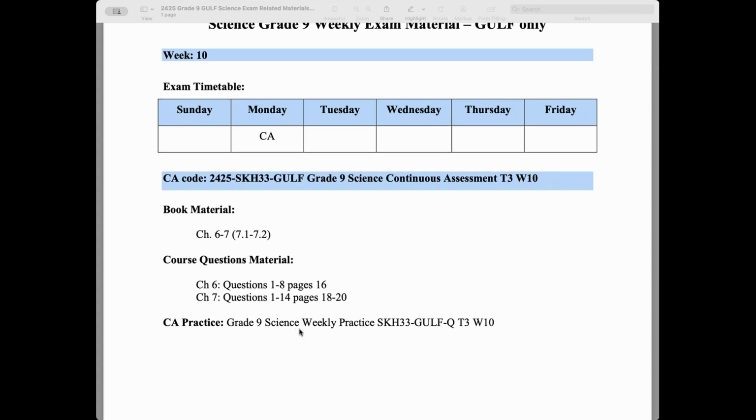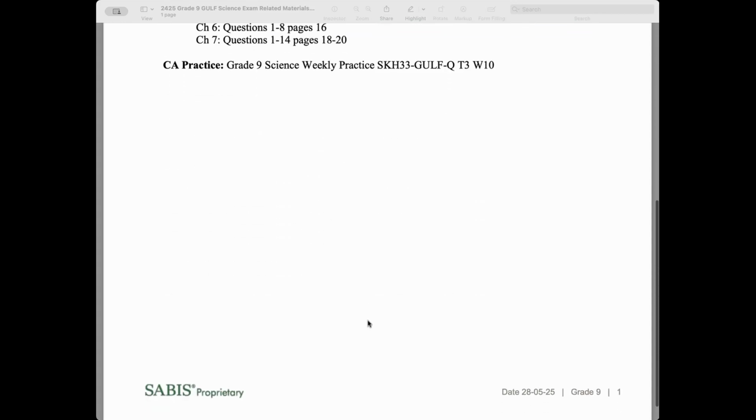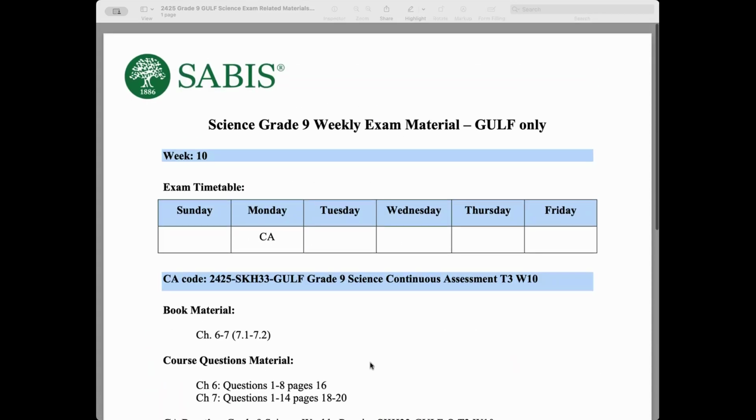The grade 9 science weekly practice for this week, and that will be all for week 10. So let's have a look at the material for 7.1 and 7.2, since this is the new material.